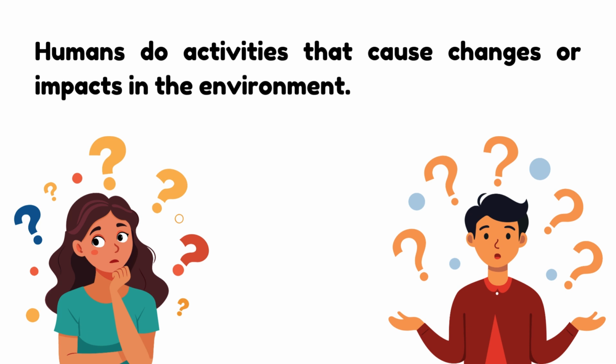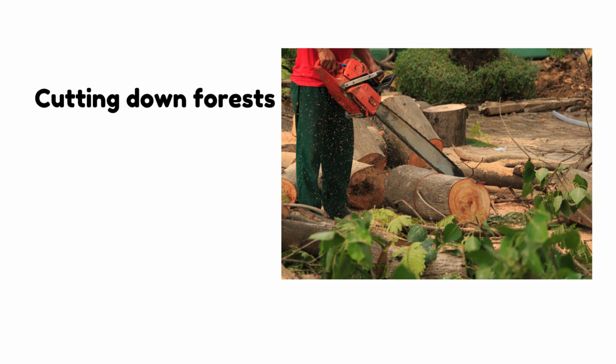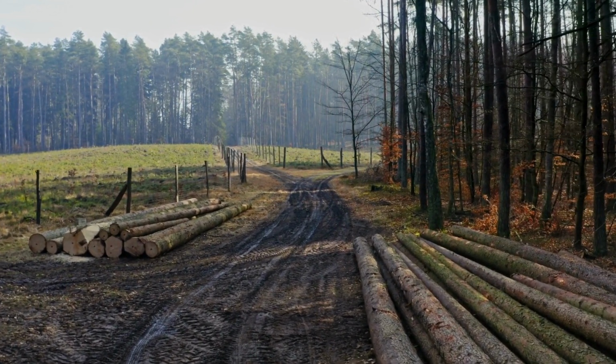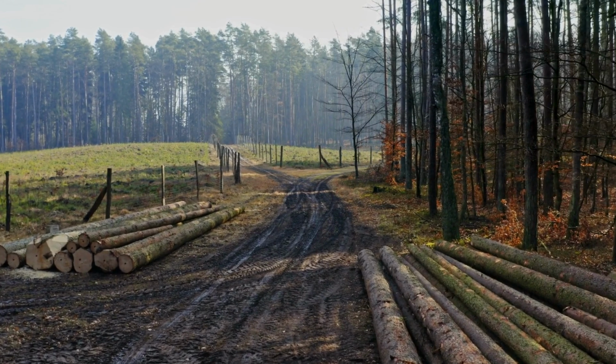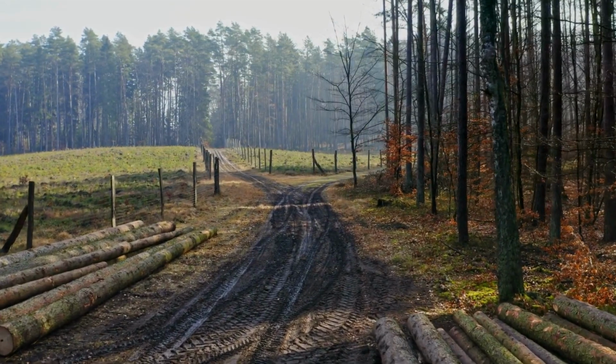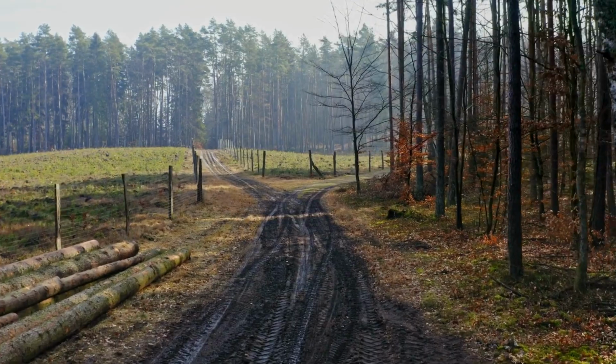You know, human do activities that cause changes or impacts in the environment. You know, impacts, effects. Okay, these activities have effects on the environment. So like what we have, cutting down forests, as cutting trees in the forests causes changes in the environment, as the animals that live in this environment can't find food or shelter. Okay, so they will die or they will move to another place.